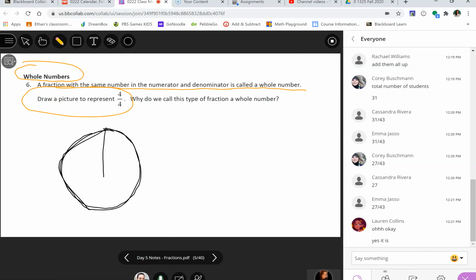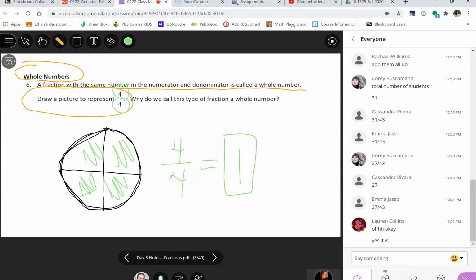And then we would break it into 4 slices. And if we have 4 out of 4, that means we have the whole thing, right? If I have 4 out of 4, I have the whole thing. So 4 out of 4 is equal to 1 whole pizza. So when the numerator and denominator are the same number, they're gonna call that a whole number.